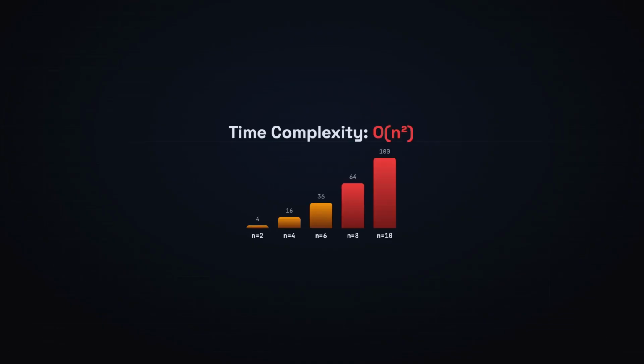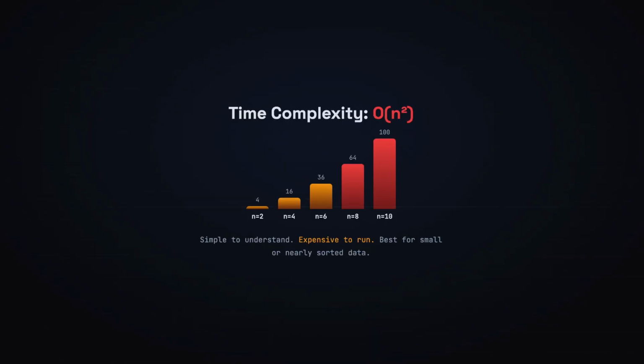But what does this cost us? O of n squared. Double the input, quadruple the work. Simple to understand. Expensive to run. Best for small or nearly sorted data.